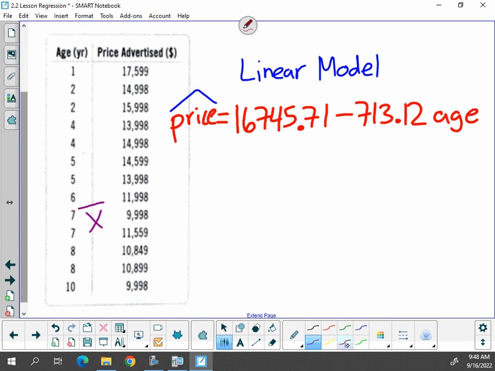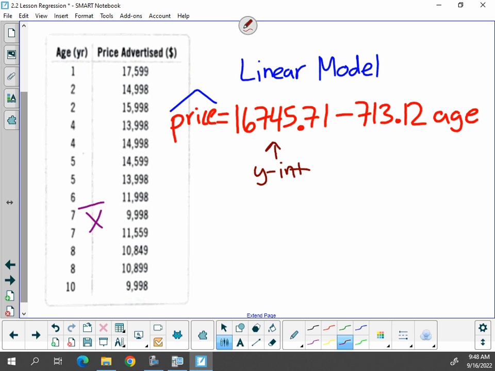And so often you'll be asked to describe what it means for the intercept. This is the y-intercept. And so that y-intercept is the cost of a 0-year-old vehicle. So that is when the age is 0. That's what our price will be. So a brand new Toyota Corolla is approximately $16,745.71. And that may or may not be the case, but that would be our prediction at 0.